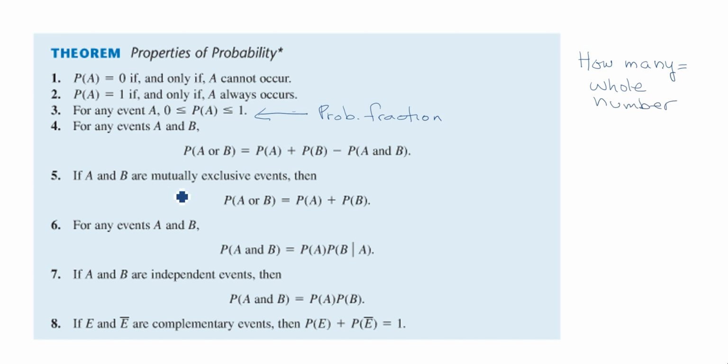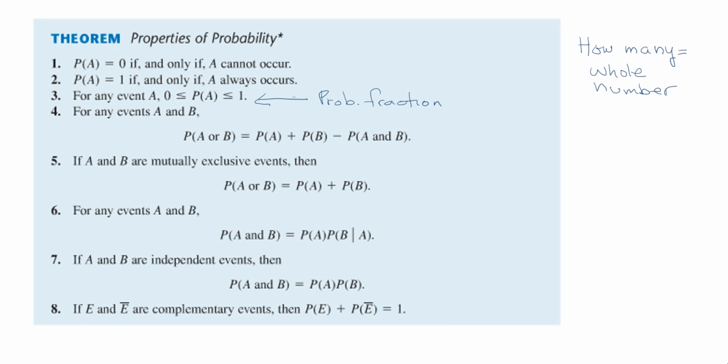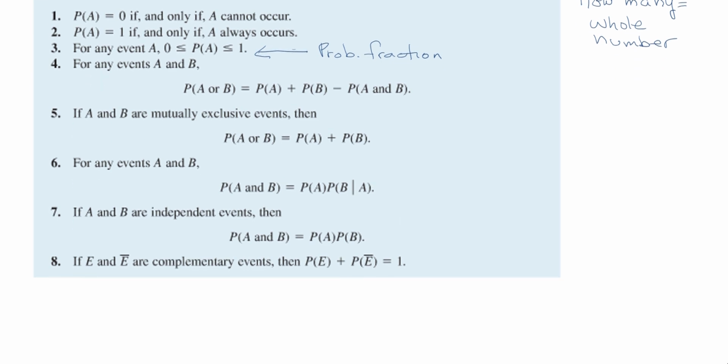If two events are mutually exclusive, the probability of A or B is the probability of A plus the probability of B. For events A and B, the probability of both is the probability of the first times the probability of the second, given the first occurred.